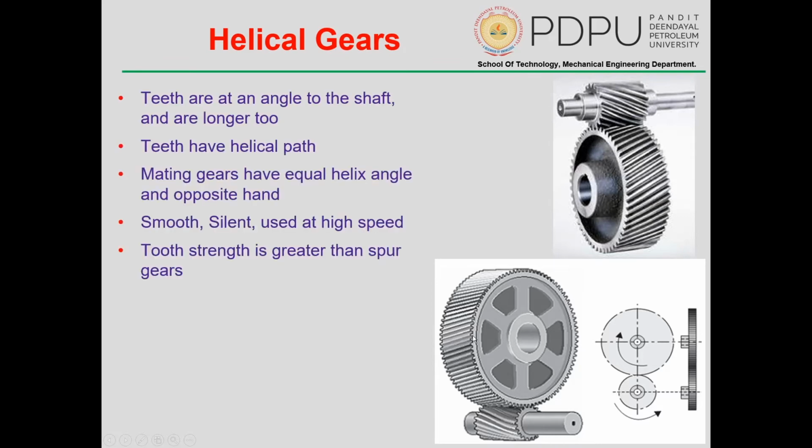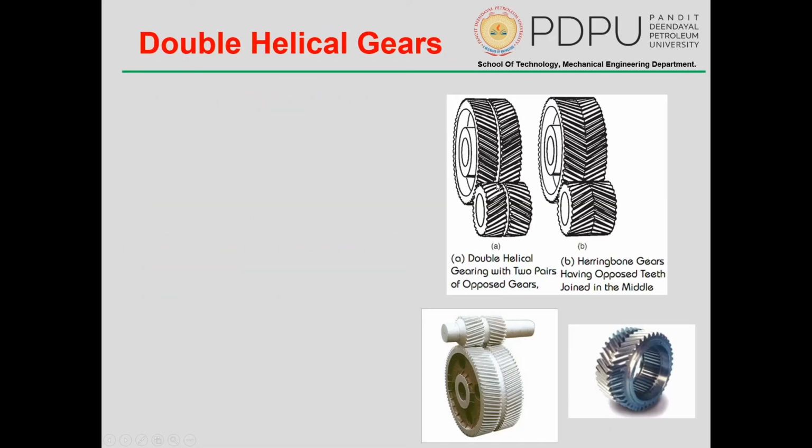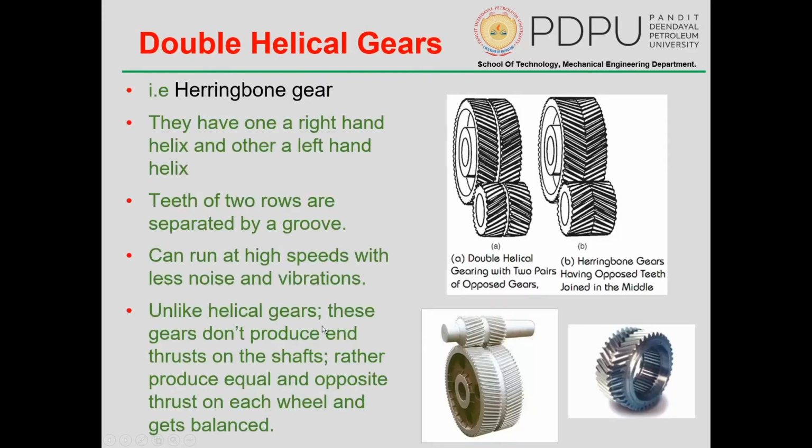To overcome that, if we have this kind of arrangement where the thrust force from here is compensated by the thrust force from here, then double helical gears are able to produce equal and opposite thrust on each wheel and get balanced. So that is one of the advantages of double helical gears.